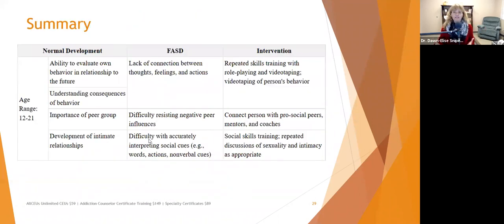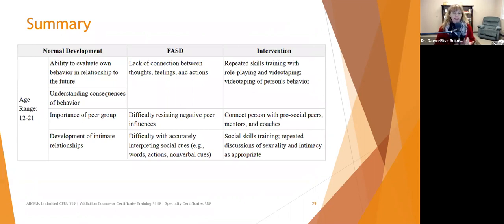So in normal development, the child between 12 and 21 can evaluate their behavior in relationship to the future. The child with FASD lacks a connection between thoughts, feelings, and actions, so we need to help them integrate those. The way we do that is through repeated skills training with role-playing and videotaping and just going over it with them.